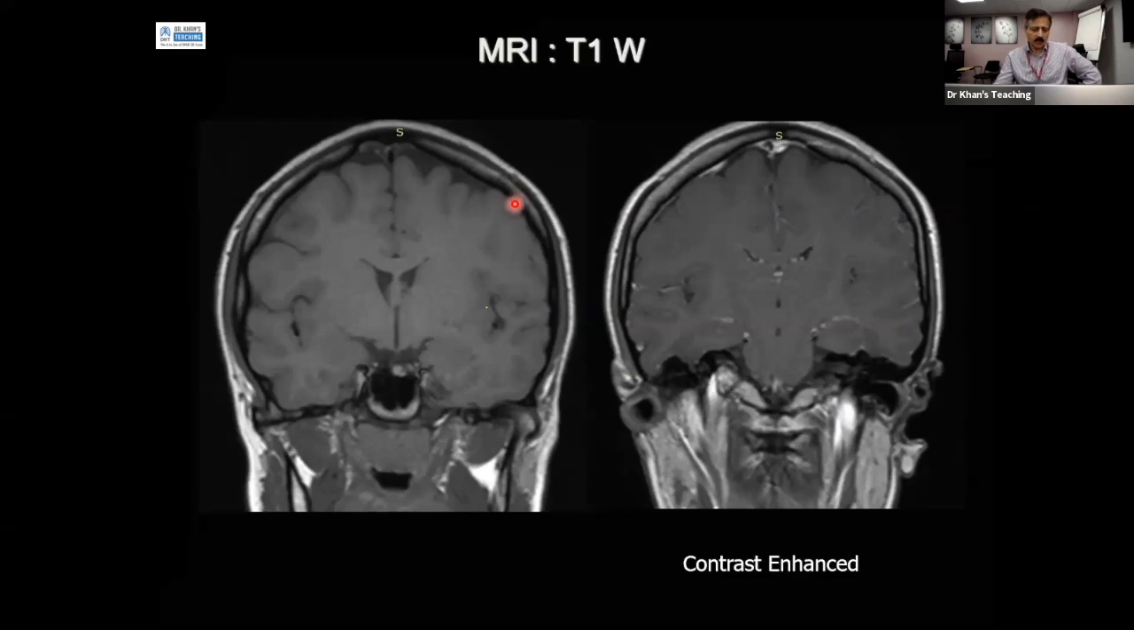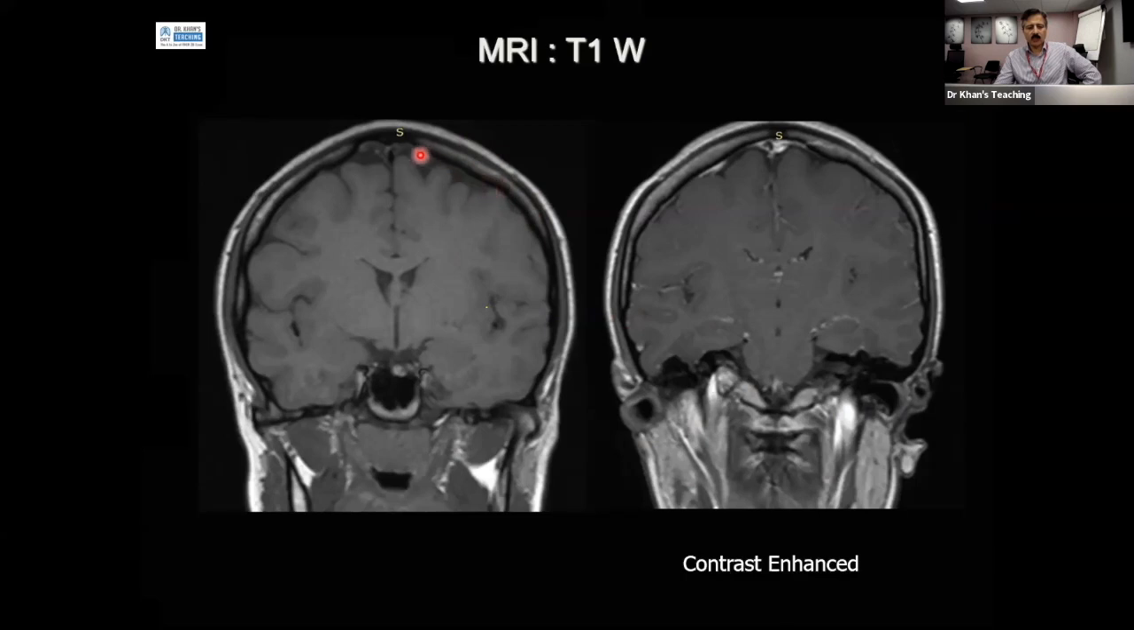So here you are, look carefully, look at the layers of this. This high signal is fatty signal in the diploic space. Superficial to that and deep to that is the outer table and the inner table. And then is the scalp.